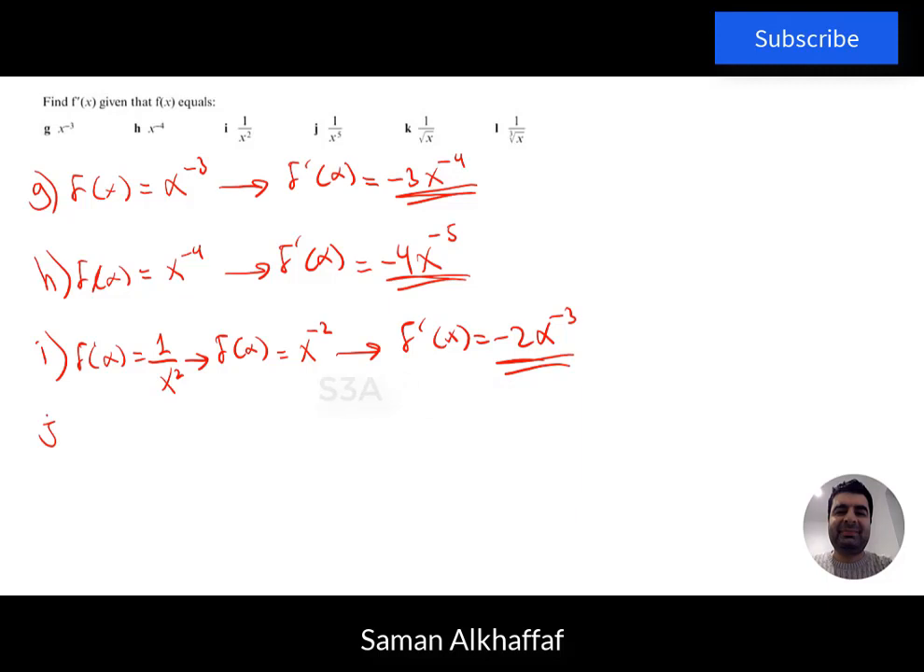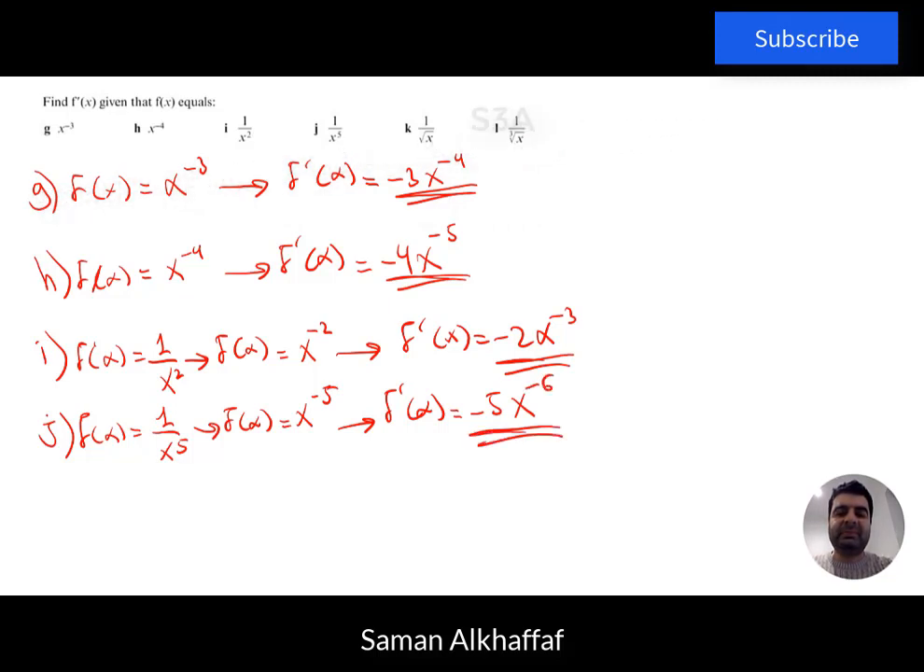For part J, we have the function of 1 over x to the power 5, which we can write as x to the power minus 5, and the derivative can be written in the form of minus 5 x to the power minus 5 minus 1, so that will give us minus 6.